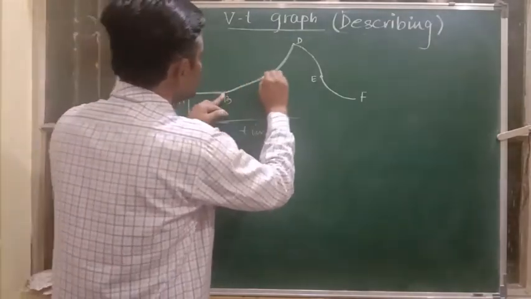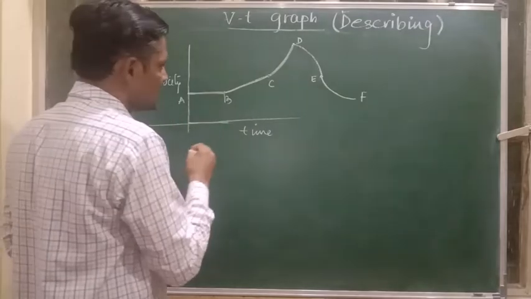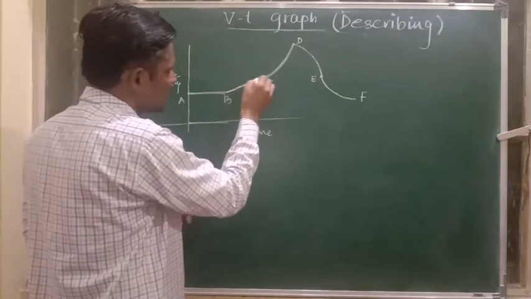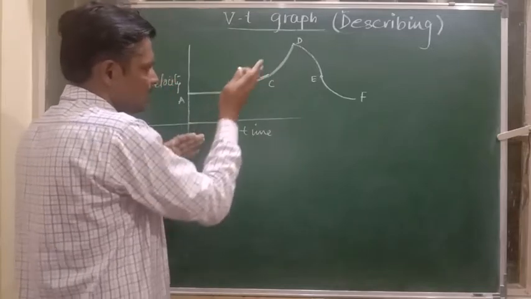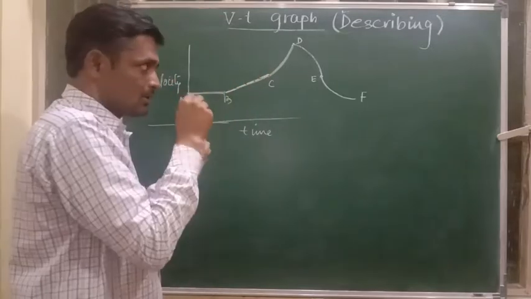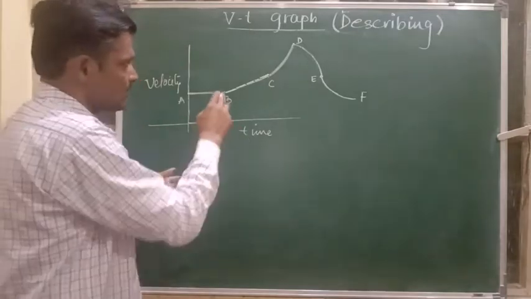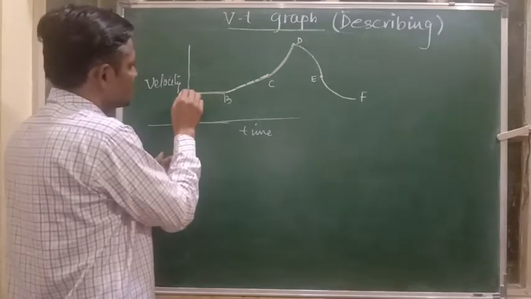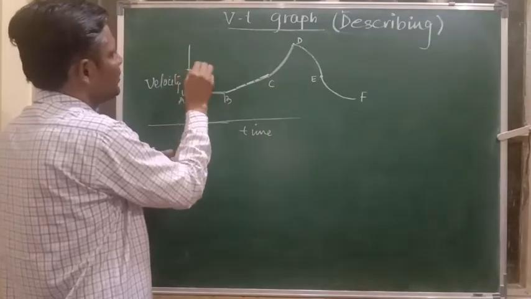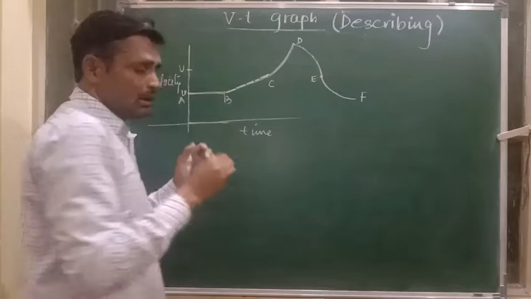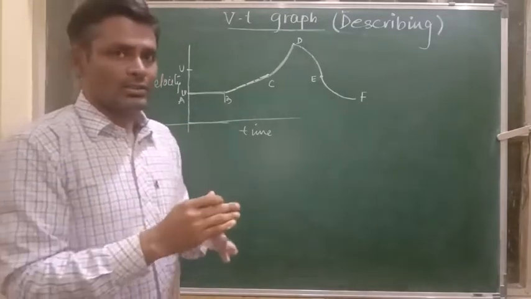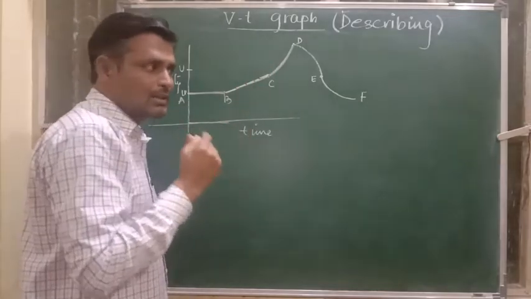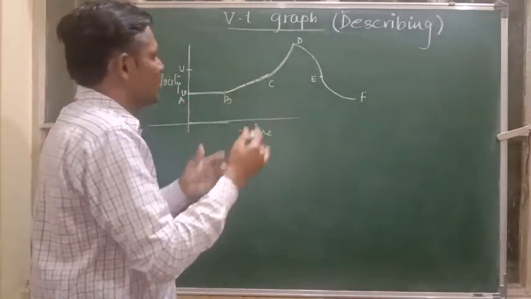Now in the portion B to C, you can see that there is a slope, but the slope at every point is the same, constant. The slope in a VT graph gives the acceleration. So here the object is accelerated and the velocity goes on increasing. The velocity has increased from u to some value, suppose v, and the change in velocity is constant. So the object is constantly accelerating with a constant value.